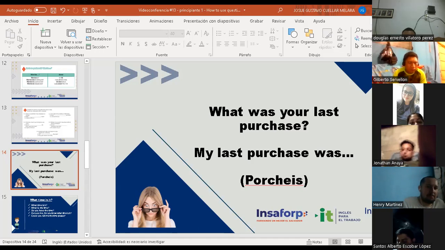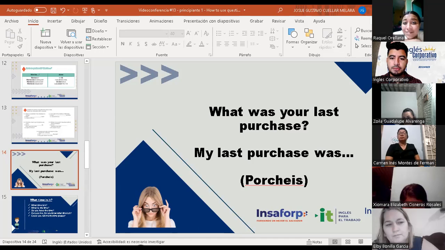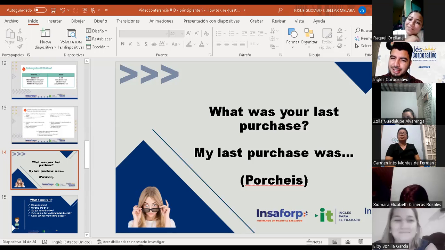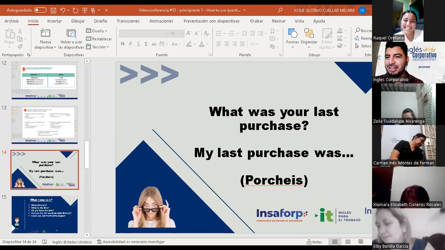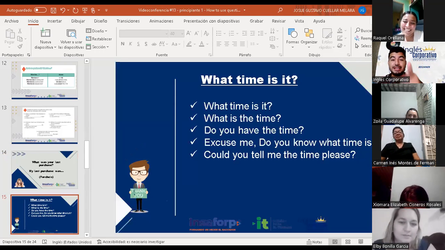My last purchase was soda and cocktail. Soda and cocktail. Esa combinación no me suena mucho, un cóctel y una soda, but okay, let's say yes. Vamos a decir que sí. Okay, Raquel. La combinación es solo yo las hago. Okay, good. What time is it?